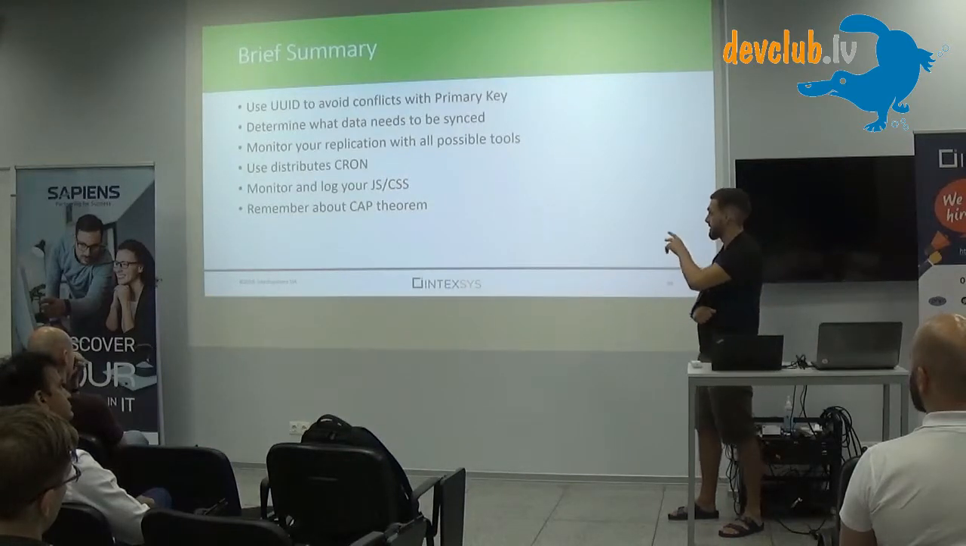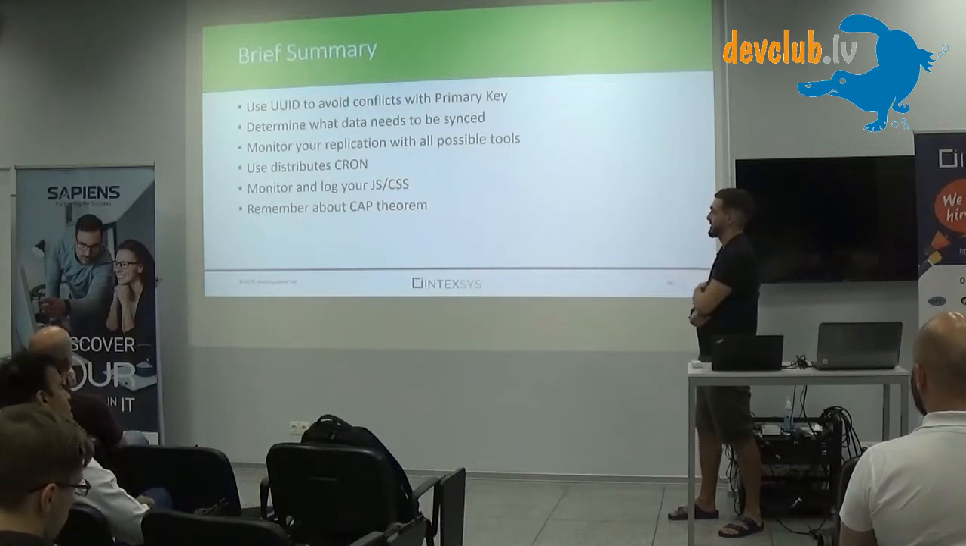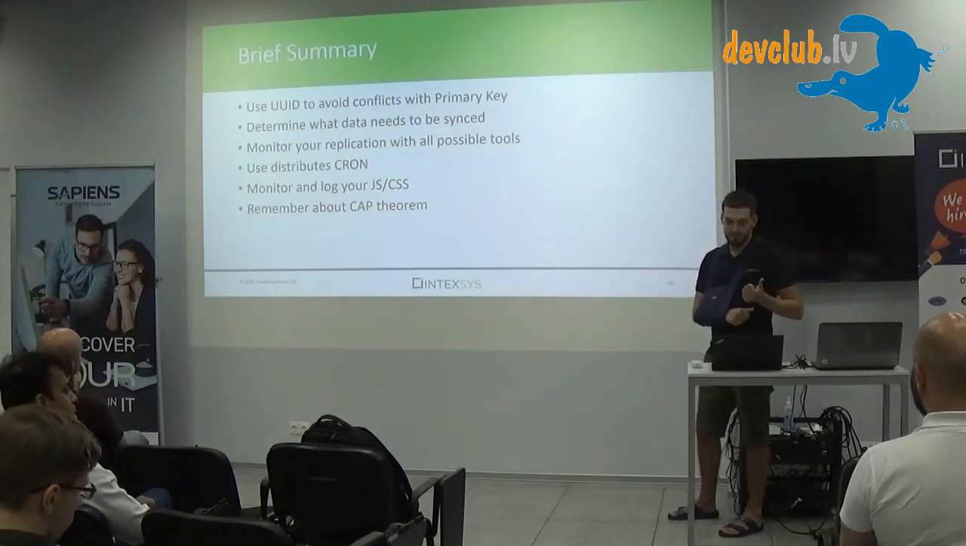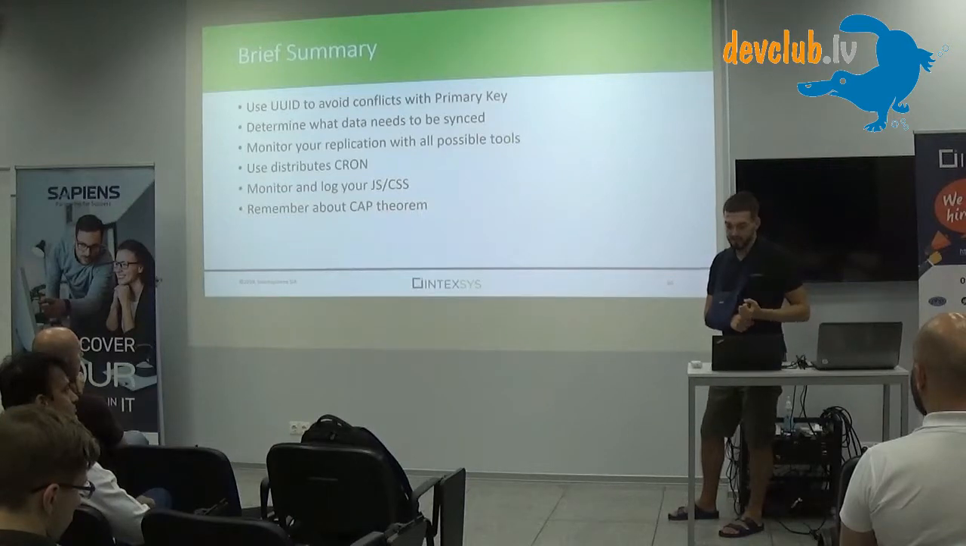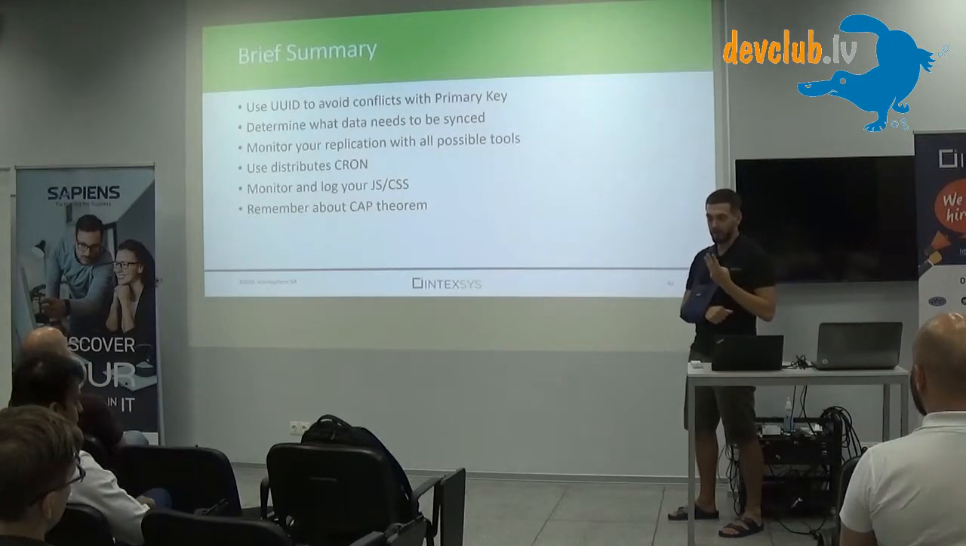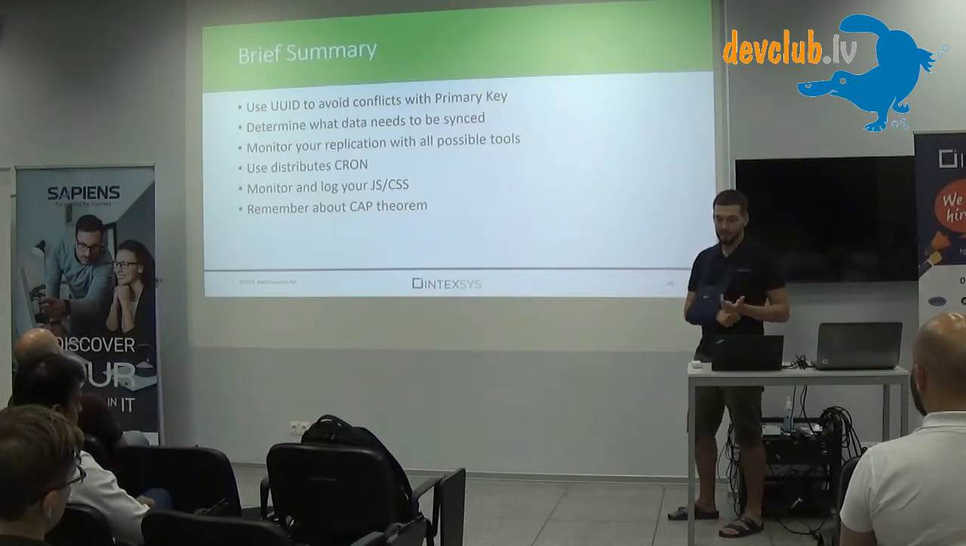Use distributed crons for your scheduling jobs. Monitor everything, including your CSS. And remember about the CAP theorem, which is stating about consistency, availability, and partition tolerance. So, the CAP theorem says that you cannot guarantee all three at the same time. So it can be only consistency or availability, but you may be affected by partition tolerance. It can be availability and tolerance, but not the consistency.